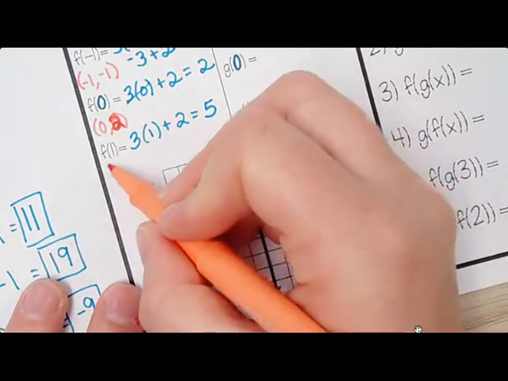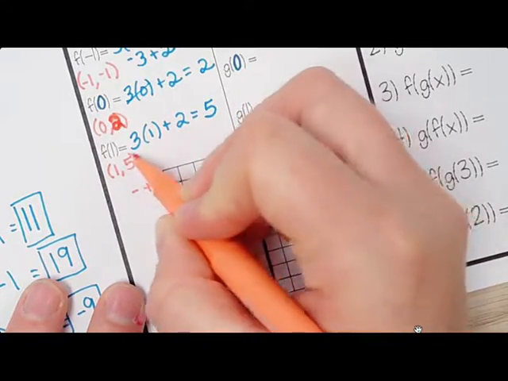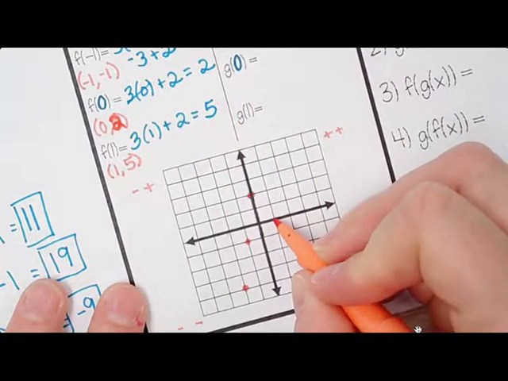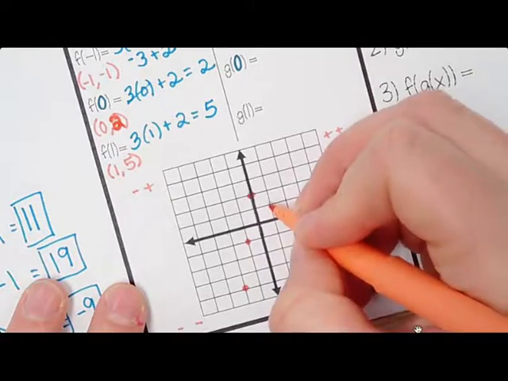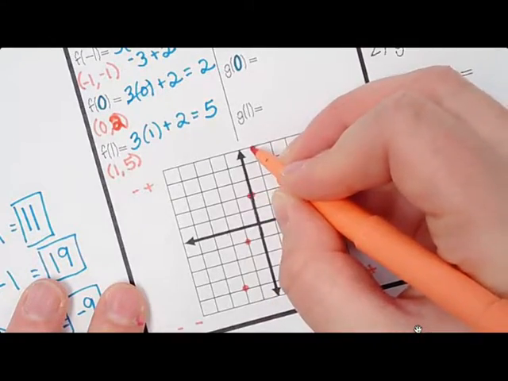Then the next one is 1, 5. So over 1, up 5, because it's in quadrant 1. 1, 2, 3, 4, 5.